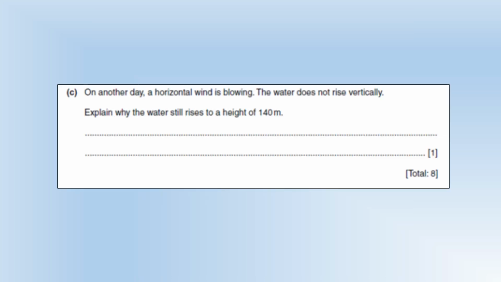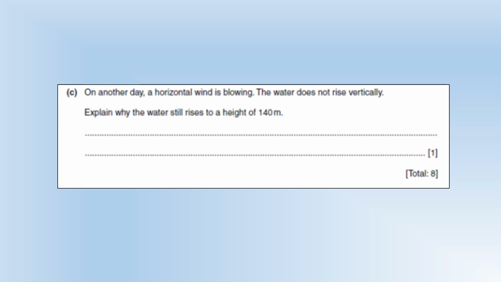Okay, so on another day, a horizontal wind is blowing. The water does not rise vertically. Explain why the water still rises to a height of 140 meters. So what's going to happen? The reason we're saying it doesn't rise vertically is now going to go up at an angle because the wind is going to blow it sideways.